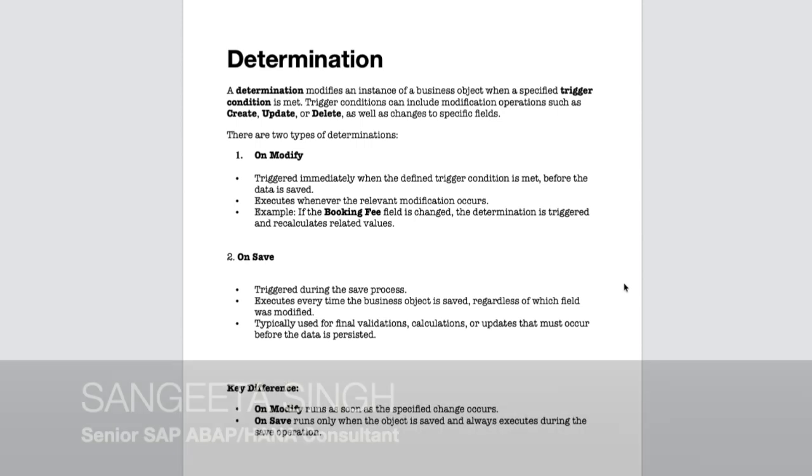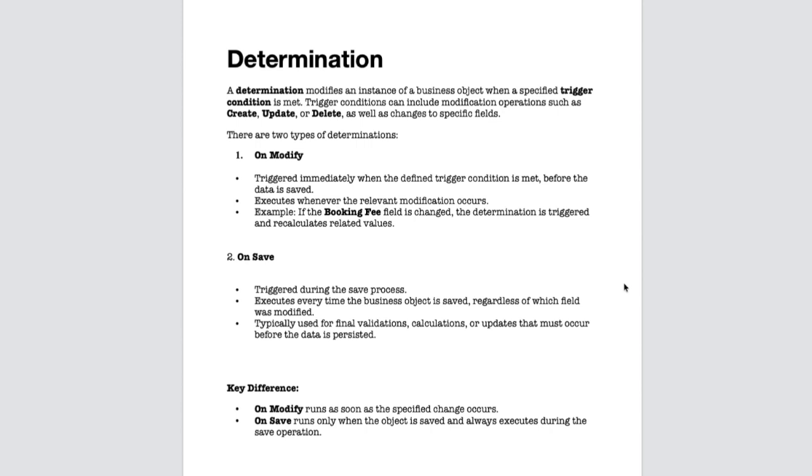Today we will discuss determination in RESTful application programming. Okay, so first of all, what is determination in RAP? Determination modifies an instance of business object when a specific trigger condition is met. So whenever a trigger condition happens, like create, update or delete, at that time determination modifies the business object.